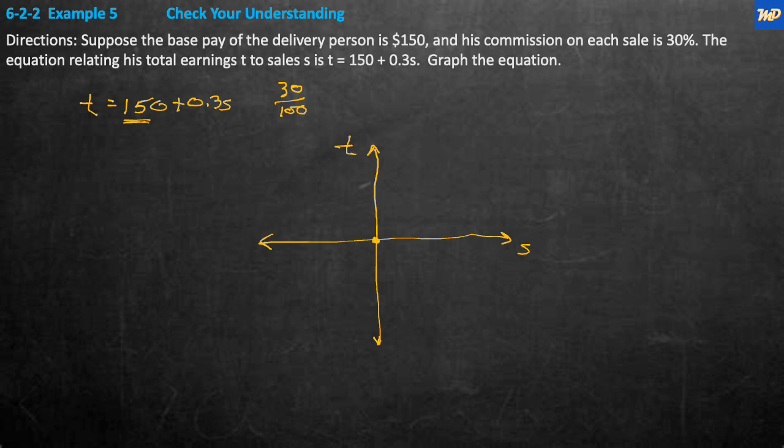So now we're going to rewrite this equation to get it in slope intercept form. We're going to say T is equal to 0.3s plus 150. So because of that, we know that the y-intercept is 150. So I can right now go ahead and do the y-intercept, and I'm going to make this red. Oh no, let me draw in 50, 100, 150.